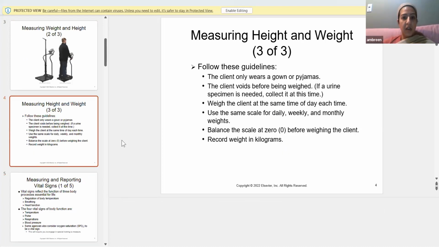Measuring height and weight. Follow these guidelines. The client only wears a gown or pajamas, which they always do. The client voids before being weighed. If a urine specimen is needed, collect it at this time. It's not mandatory that this will happen. It happens once in a while that we ask them to urinate, because if it's not inside, sometimes it's in the hallway, we don't do that.